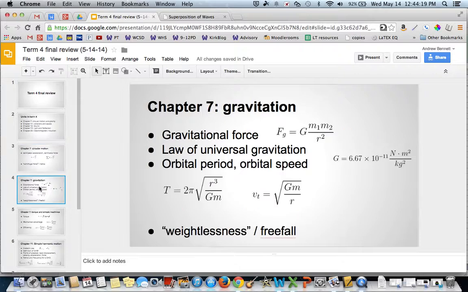Also in Chapter 7 we talked about gravitation. So the gravitational force and the law of universal gravitation says that all objects attract each other by this force of gravity, and it depends on their masses and the distance between them. We talked about orbit and the amount of time it takes to do one orbit, the orbital period, and the orbital speed, how rapidly we go around in orbit. We looked at the idea of weightlessness and how when you're in orbit and you feel like you're floating, you're not really weightless, you're just in free fall, falling at the same rate as everything around you.